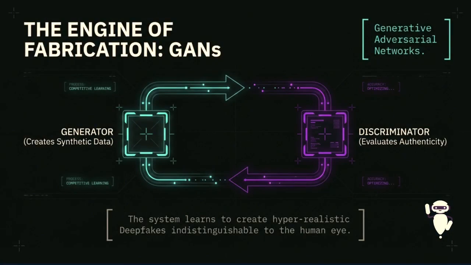Well, the engine behind generative AI, like deepfakes, is GAN. GAN stands for Generative Adversarial Network. So it works like this. It's a process of two competing models, the generator and the discriminator. These two work against each other. The generator creates synthetic data, while the discriminator evaluates the authenticity of the data. So they optimize and compete with each other until the system learns to create hyper-realistic deepfakes that are really hard to differentiate.